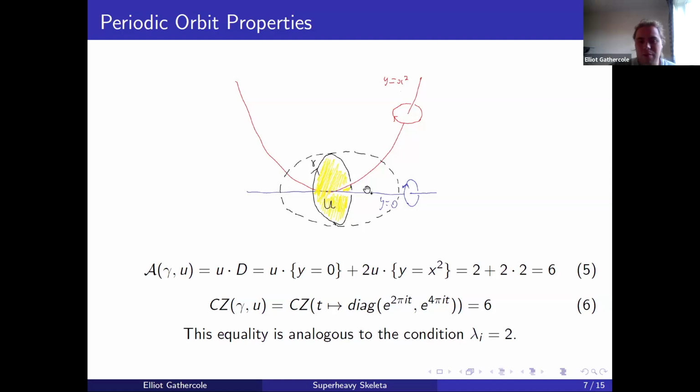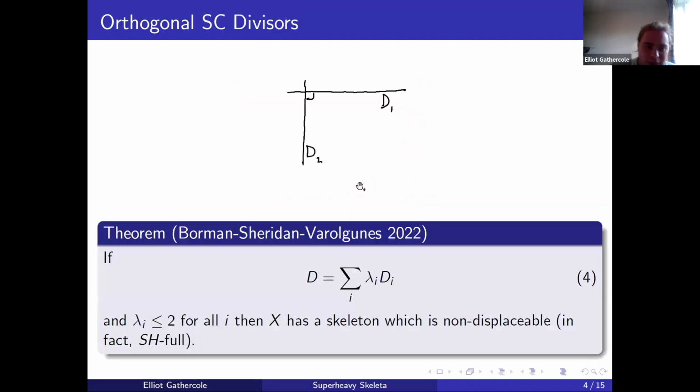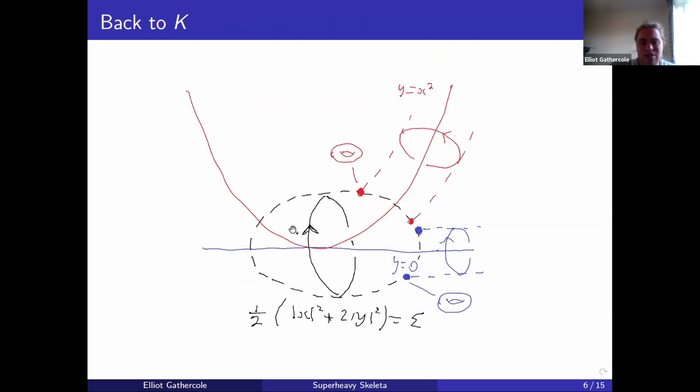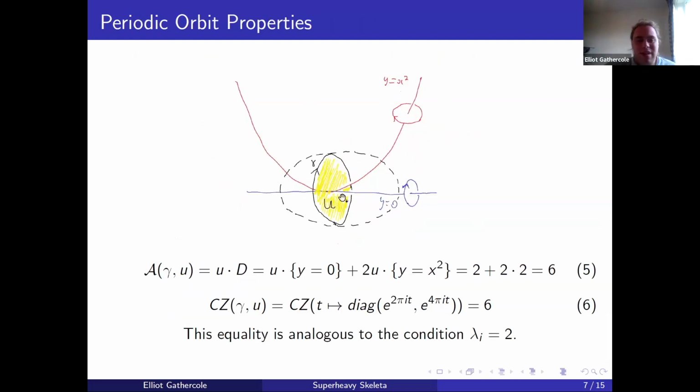And you can see that these two numbers are the same, and this is analogous to the condition of this theorem, where we needed the weights of the individual components to be less than or equal to 2. Because if, instead of this funny circle action we were talking about, it was the standard U1 action, the Conley Zehnder index would always be 2, and this action would just come from the coefficient of the respective divisor component. So we have the analogous property here that we need to prove things with these circle actions.